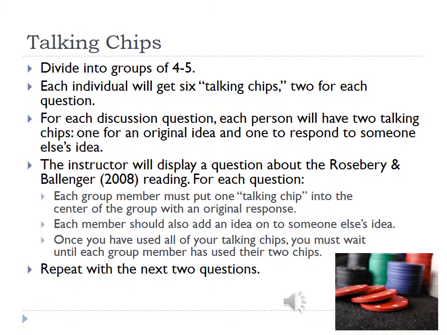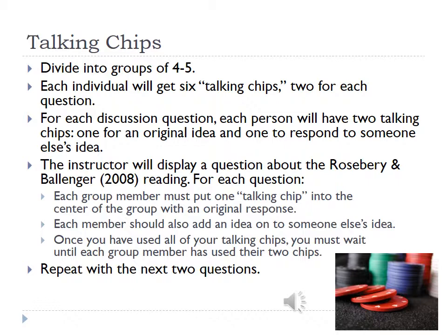Talking chips is a Kagan strategy. Get into groups of 4 or 5. The instructor will hand out some talking chips, which might be anything from pennies to Legos to dried beans or paper clips. Each individual will get 6 talking chips. You'll discuss 3 question prompts and you'll use 2 chips for each question. For each question, use one of your chips for original ideas and one to respond to another group member's idea.